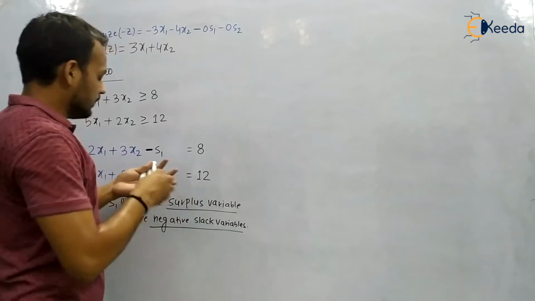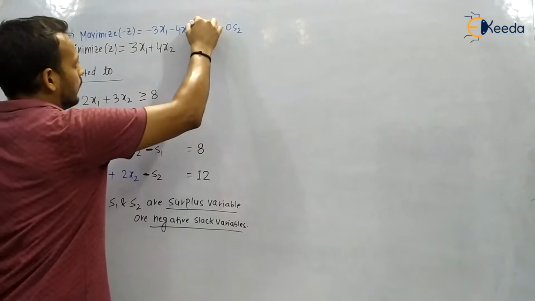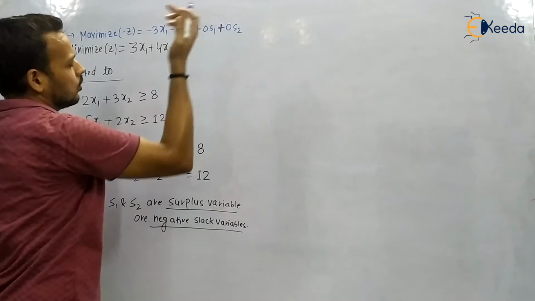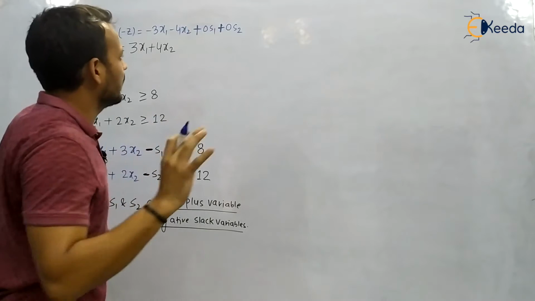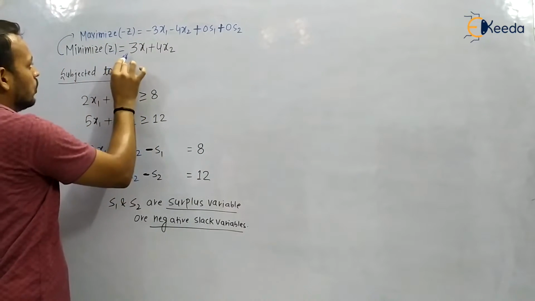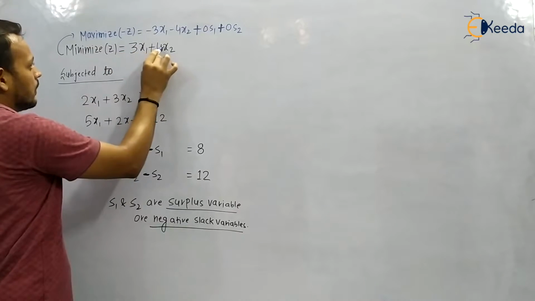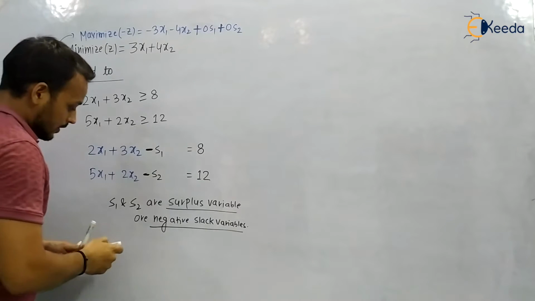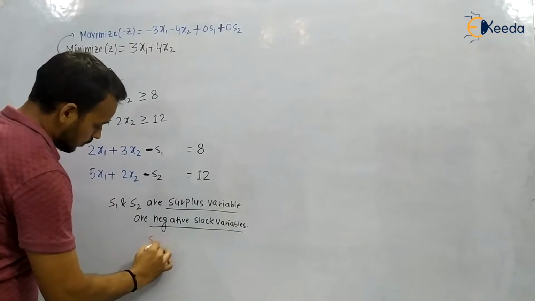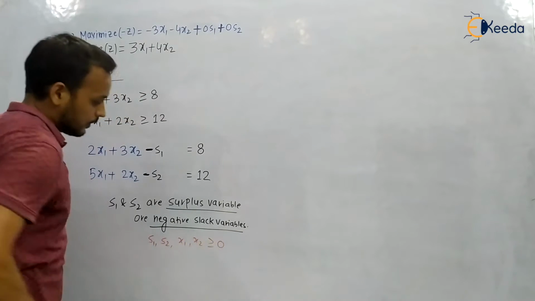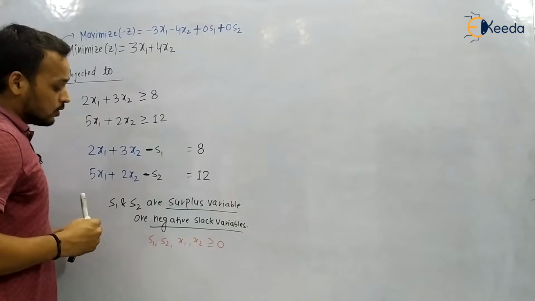Whether you write plus or minus on the zero terms, it is not going to affect the answer, because it is 0, so let it be. But for x1 and x2 you are putting minus, so both are minus. And the non-negative restrictions: s1, s2, x1, x2 are all greater than or equal to 0.